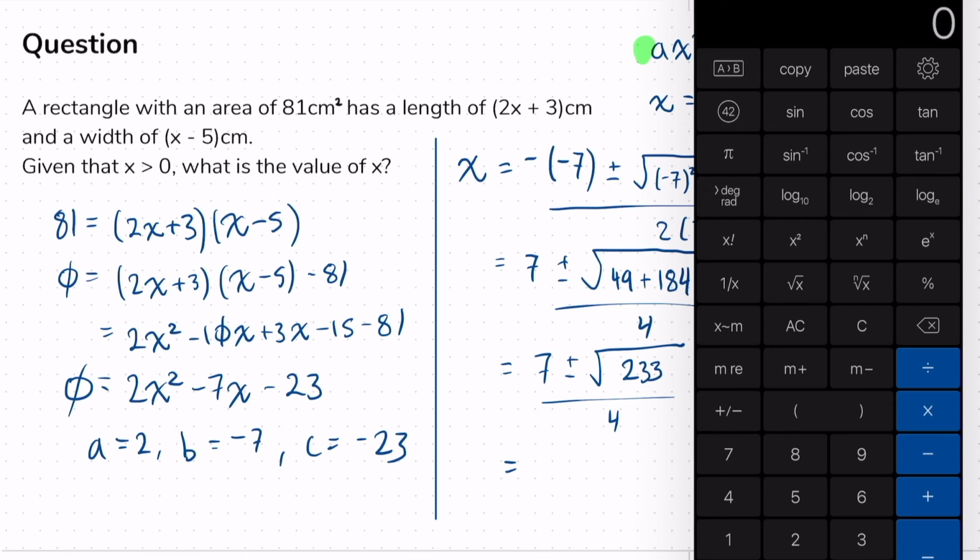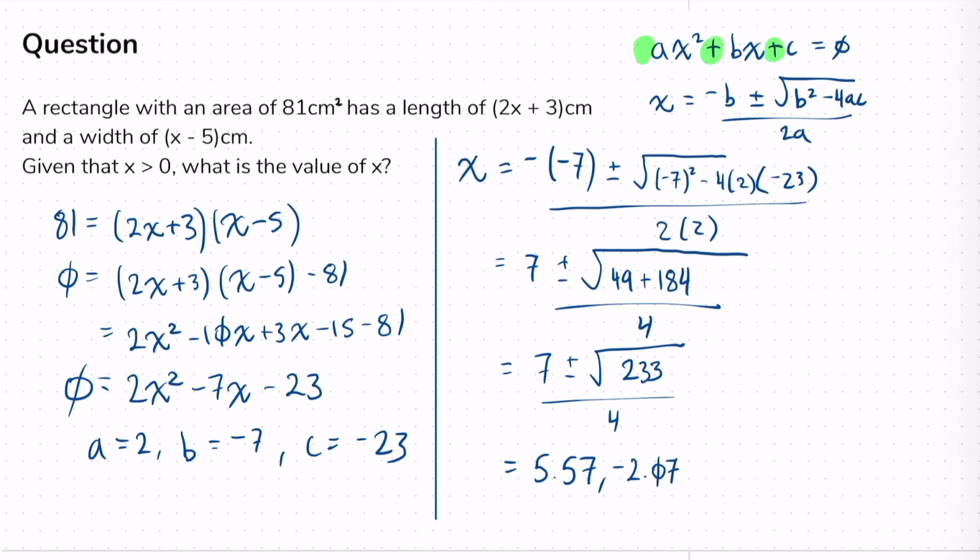So 233, square root, plus 7, divided by 4 gives me 5.57. Or, let me do that again: 233 square root, and we're going to copy 7 minus that answer, equals, divide that by 4, and that gives me negative 2.07. So these are our two answers.